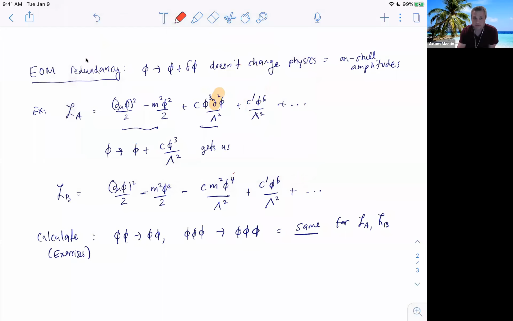Right? This doesn't. But you go ahead and plug in and calculate phi phi to phi phi, the actual amplitude. You have to be a little tricky. There's combinatorics that come in, or phi phi phi to phi phi phi. Again, the physical amplitude, you will find they are exactly the same in both of those theories.